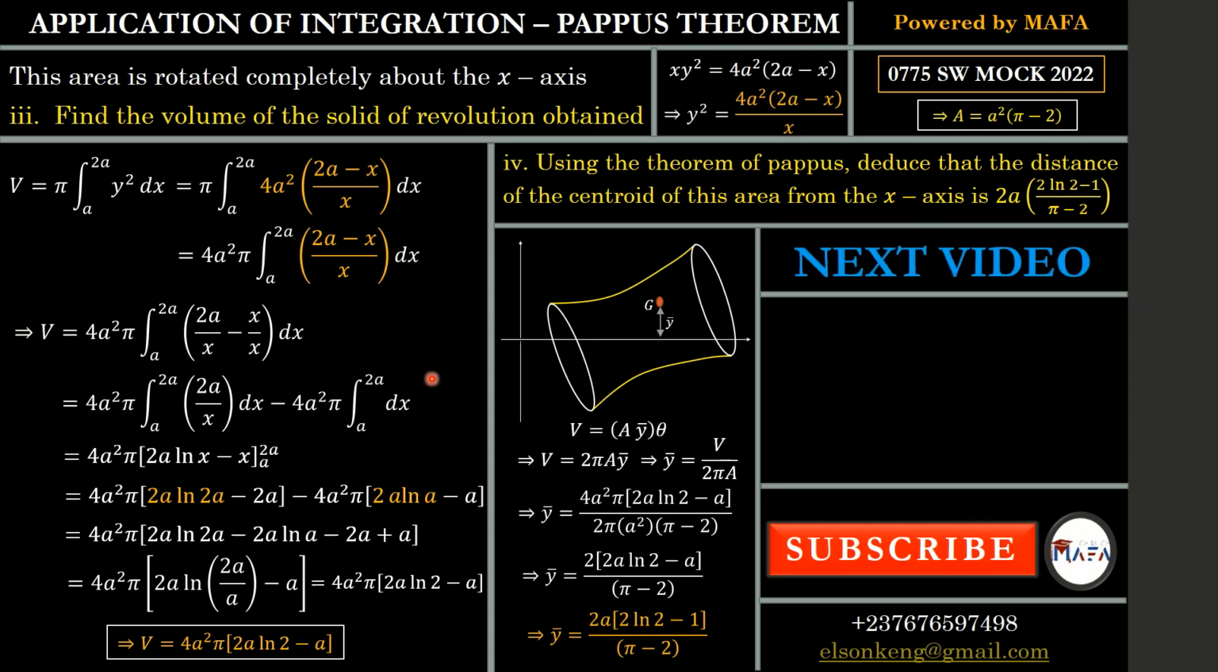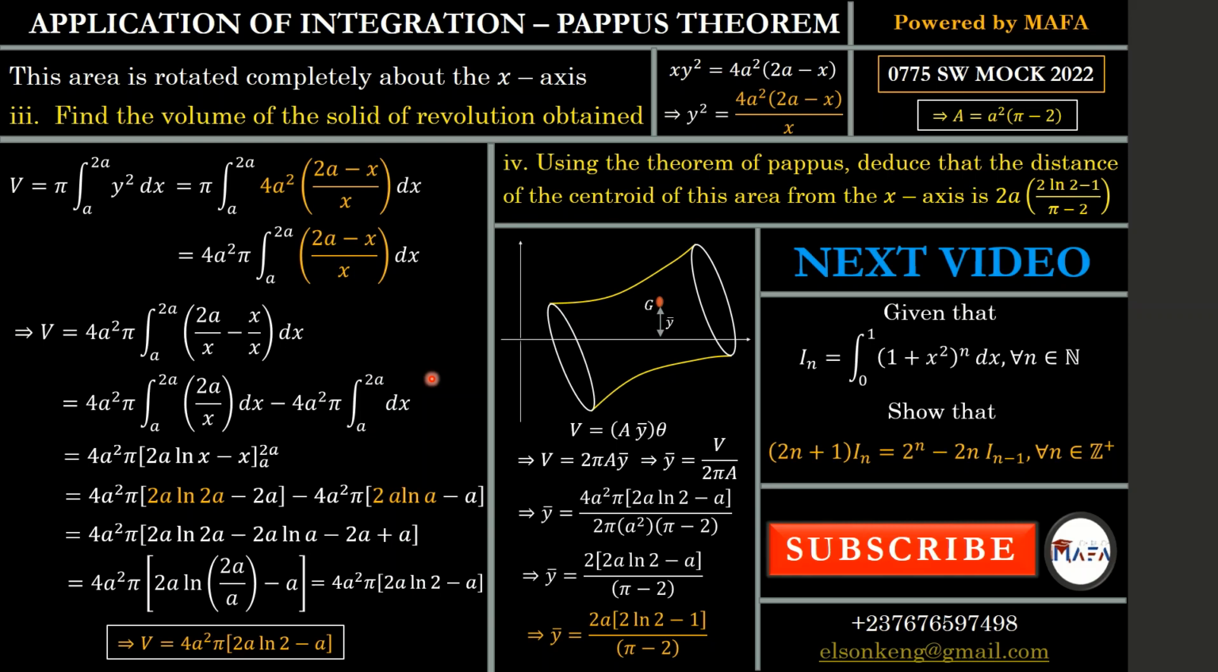Alright guys, so that is it for the video, and for the next video we are going to be looking at the reduction formula. It is still from the Southwest mock. This was the second part of this question because this was actually question 6. What we just saw was part A that was divided into 4 subparts, and now this is the second part of the question. So in the next video we are going to be solving this second part.